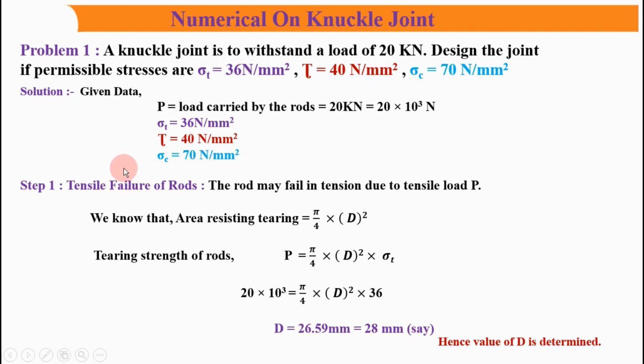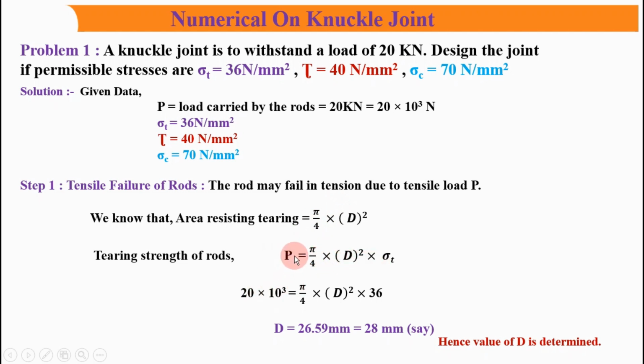Now, as we have seen the design procedure of the knuckle joint, what is step number 1? Step number 1 is tensile failure of rods. The rod may fail in tension due to tensile load P. You need to follow the same design procedure as I have taught you earlier. We know that the area resisting tearing is equal to pi by 4 into capital D square. So for the tearing strength of rods, we equate this relation with the load P, that is P is equal to pi by 4 into D square into sigma T.